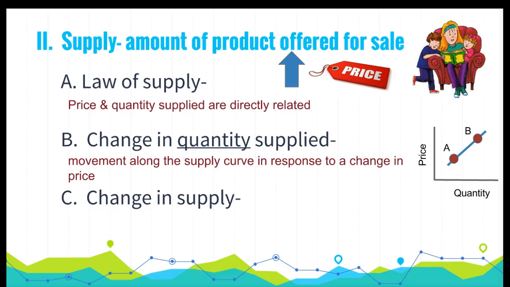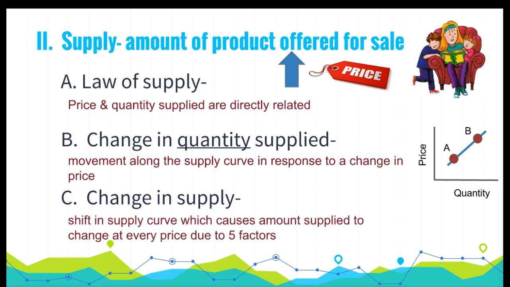All right, lastly, change in supply. If you remember, change in demand was when we had the entire demand curve shifting, and it caused the amount demanded at every price to change, as a result of 5 factors. Here we're talking about supply. So again, a shift in the supply curve, which causes the amount supplied to change at every price due to one of 5 factors.